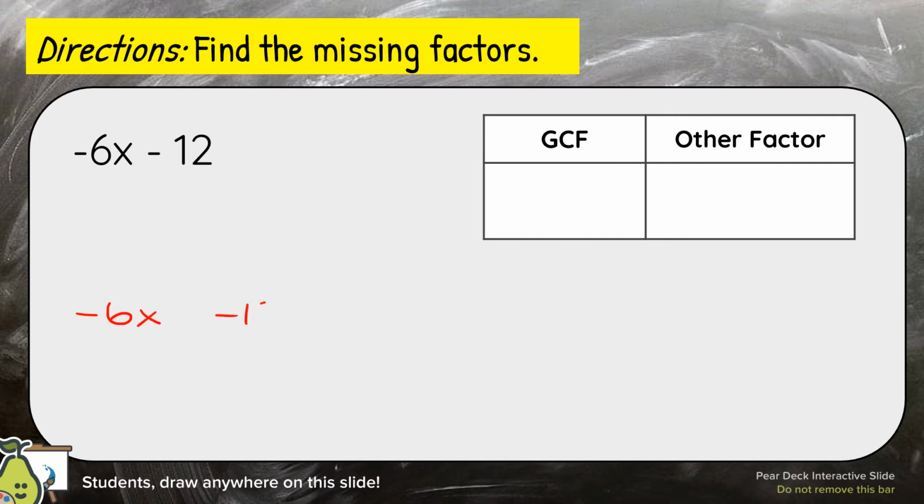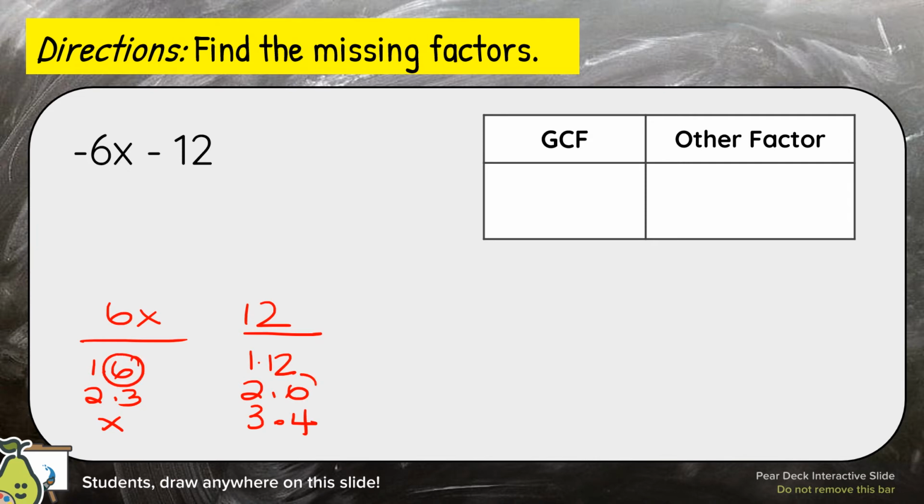Negative 6x, negative 12. Again, we don't really care about the negative signs right now. We're only interested in the numbers. So we have 1 times 6, 2 times 3, and x. 1 times 12, 2 times 6, 3 times 4. The largest number they have in common is 6. And remember, this is a negative, so we're going to make this negative 6.